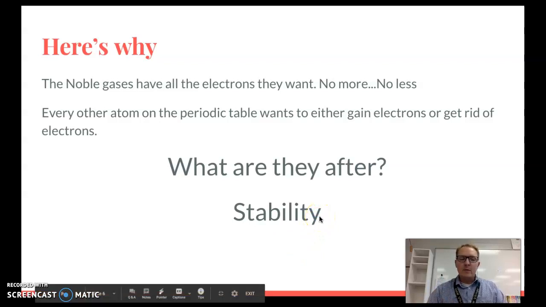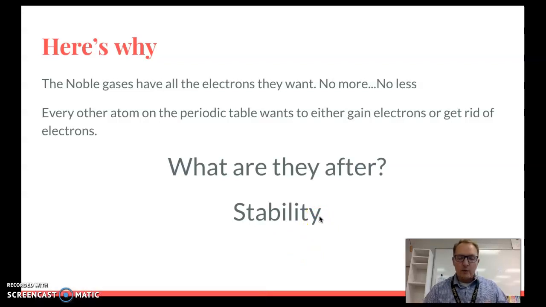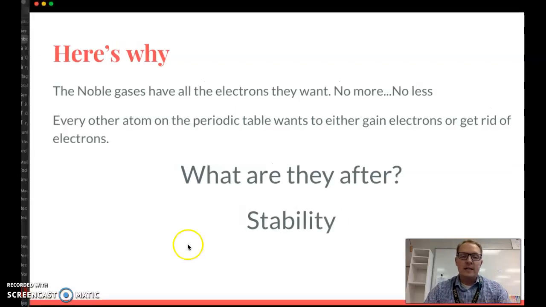Mark your periodic table with this electronegativity trend. Ask questions if you don't understand, and make sure you have your periodic table ready for tests and for quizzes.